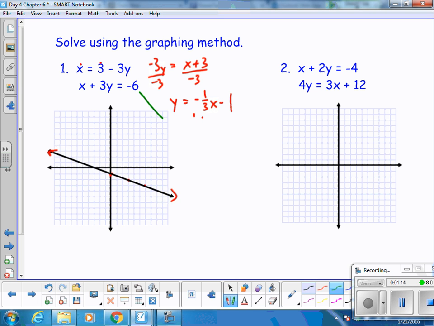So this equation, I'm going to do it right here. And I'm going to also put this in slope-intercept form. So I have 3y equals negative x minus 6. Divide everything by 3. So I have negative 1/3 x minus 2. So I'm going to plot my point at 2.